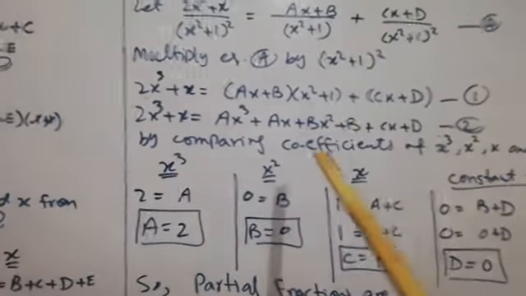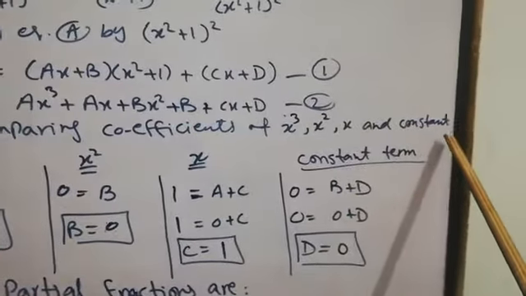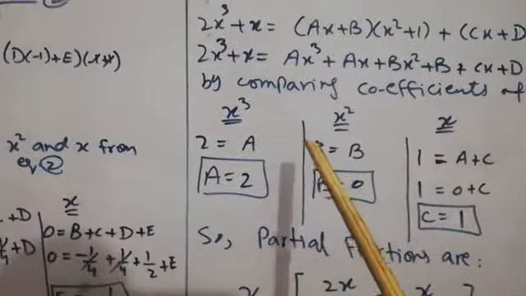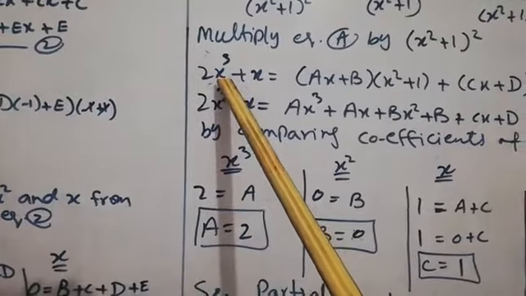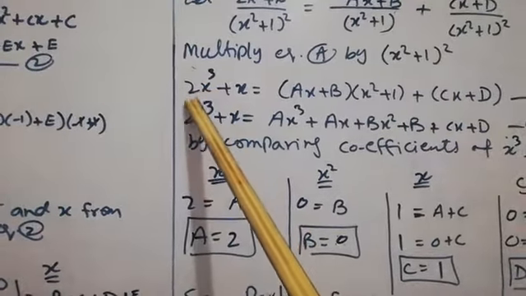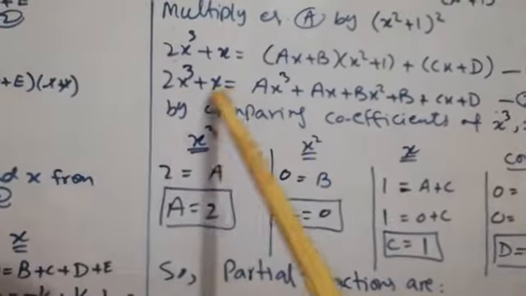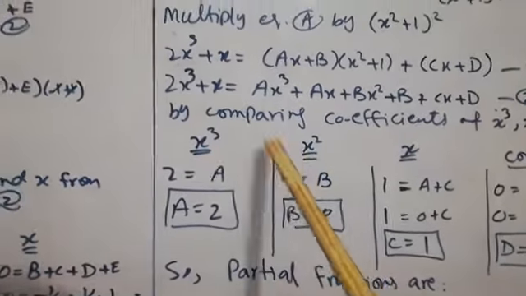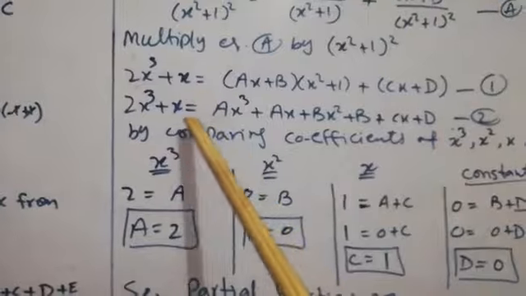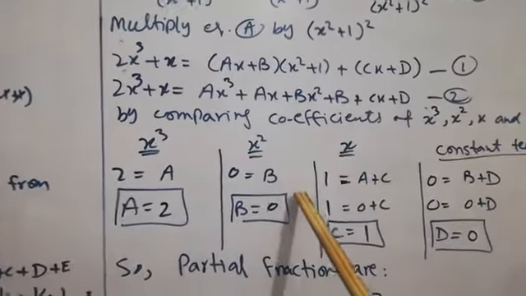This is equation 2. Since there are no other linear factors, we will compare the coefficients of x cube, x square, x and the constant term. First we compare x cube, because this is the greatest power here. The leading coefficient is 2 and the coefficient of x cube on the right is a, so we put the values and get a equals 2. Now x square: there is no x square term on the left hand side, and the coefficient of x square is b, so b equals 0.